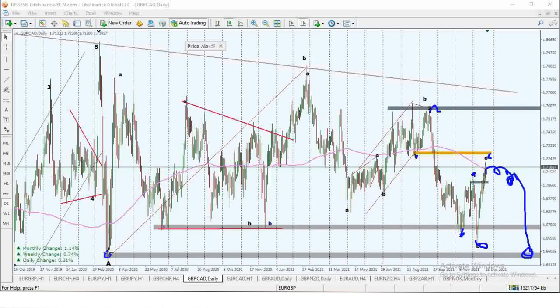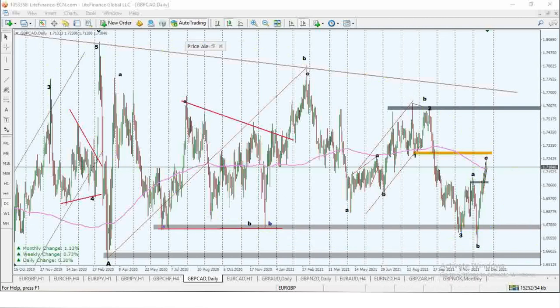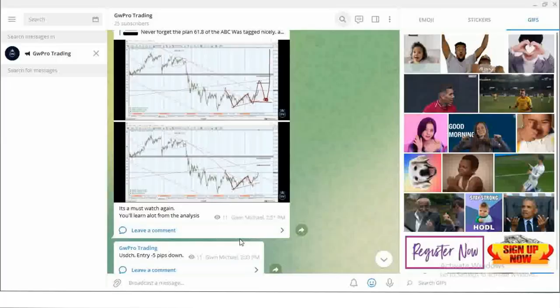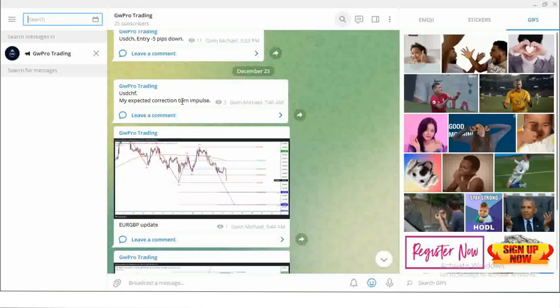It's a whole big analysis. You can go back to my YouTube channel and search GBP/CAD analysis. There was a full breakdown of this whole scenario of what we did, including the wave count. Let's look at that one. And I also did my possible correction.